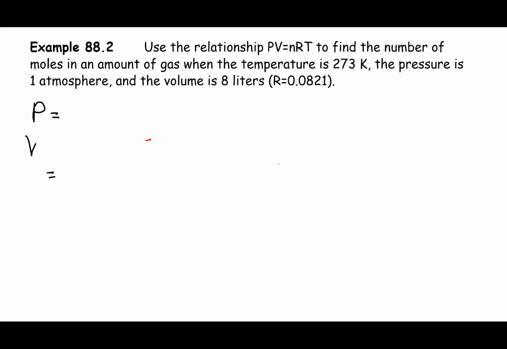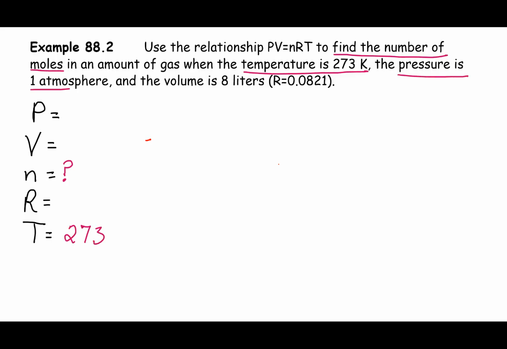So we've got P, V, n, R, and T. Finding the number of moles is what we're trying to find. So that's our n. That's what we don't know. The temperature is 273 Kelvin, so we'll put that in for T. The pressure is 1 atmosphere, and that goes in for P. And 8 liters is the volume, and we put that there. And then 0.0821 is R.